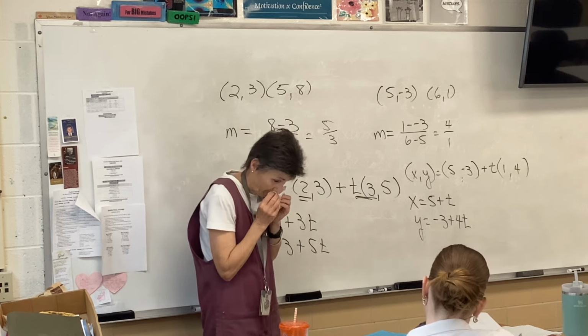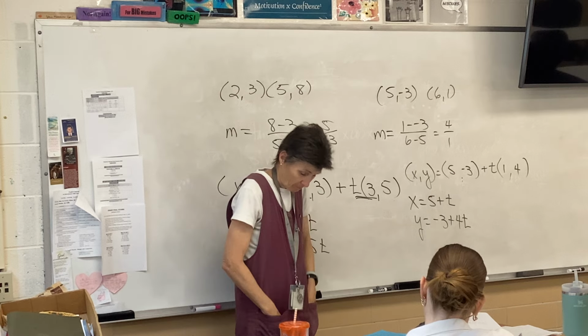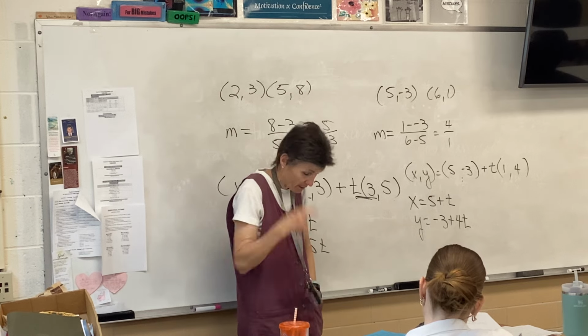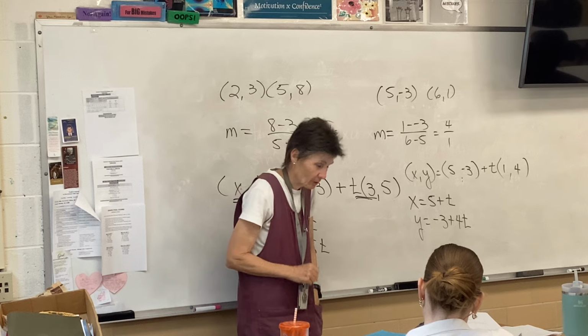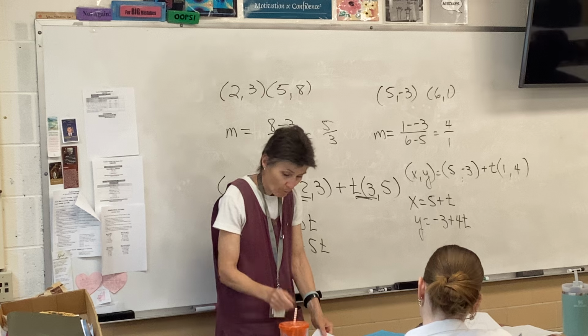What'd you come up with? x equals 4 plus 3t. y equals? 0 plus 2t. Good. Everybody okay with that? Okay. So now we're going to do it backwards.